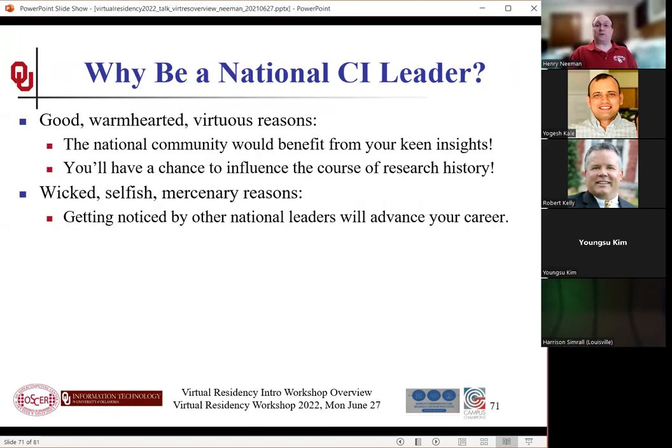Why be a national leader? Well, here are the good, warm-hearted, virtuous reasons. The community needs you, right? There are never enough people willing to step forward and take leadership at the national level. So at the opposite end of the spectrum from this introductory workshop, we're also running a program called the Cyber Infrastructure Leadership Academy. We've done 2 workshops. We've got a plan for a 3rd one about a year from now.